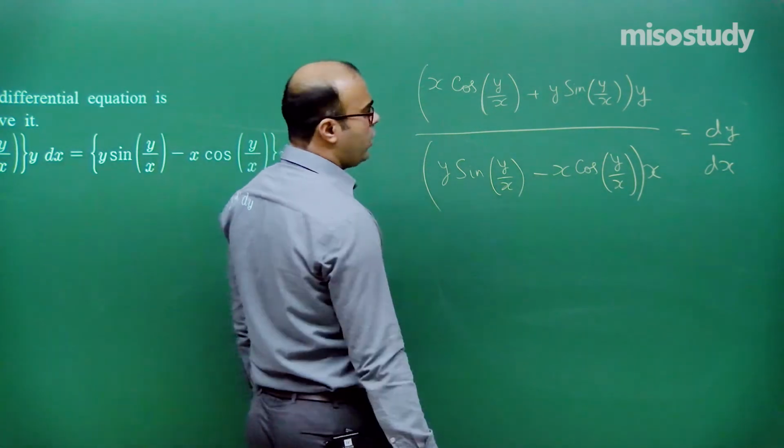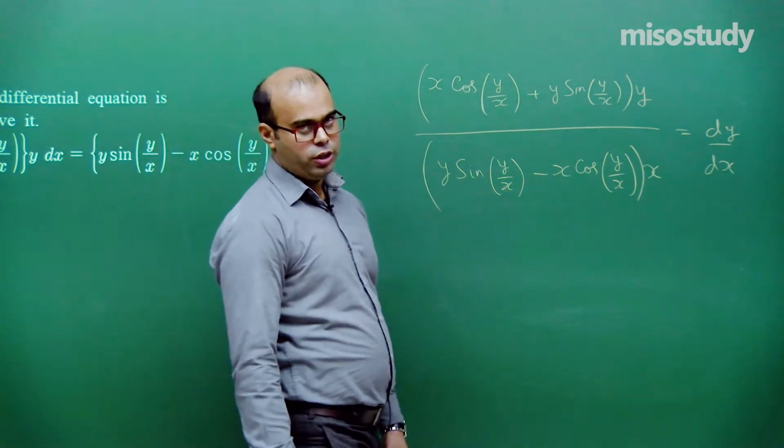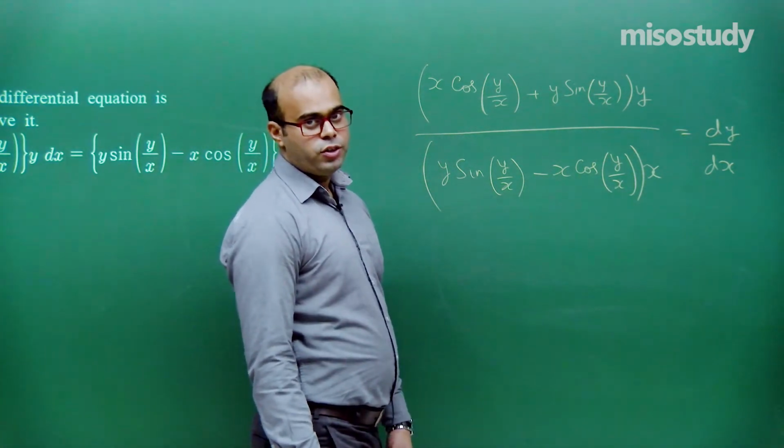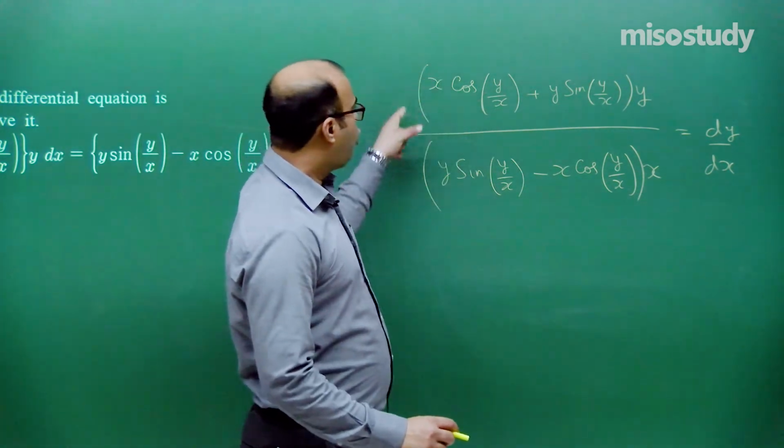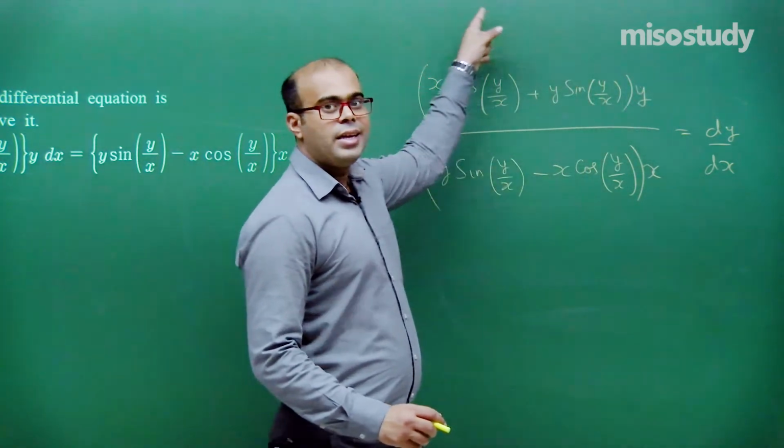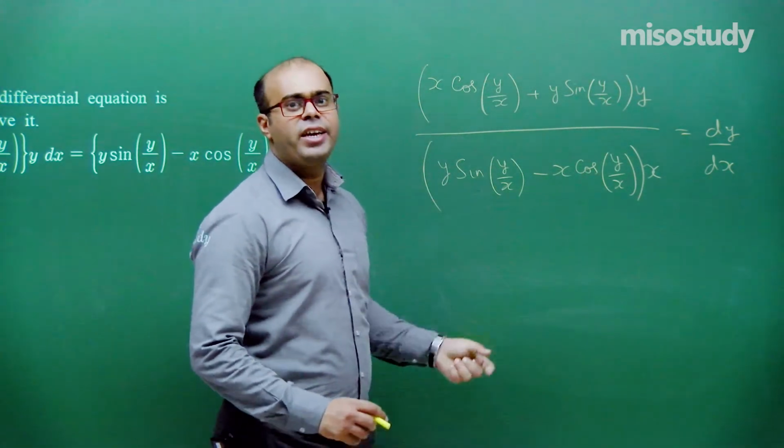Next we have to show that it is a homogeneous differential equation. What is a homogeneous differential equation? It is a differential equation in which this whole term here is a homogeneous function of degree 0.